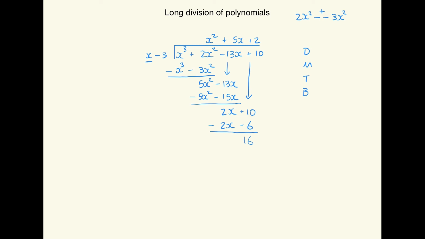And the way we leave that final constant at the end is we just write it up the top. The answer is x squared plus 5x plus 2 with a remainder of 16.